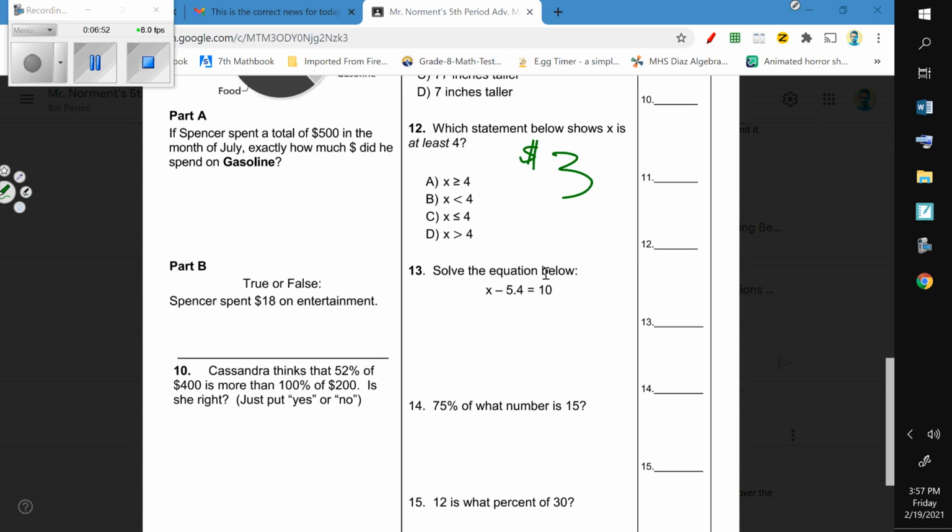No, it's not. If they gave you this much and you need at least 4, is that going to be enough? Yes. And if they gave you this much, is that going to be enough? Yes. So the money that you're getting, which is x, you know it can't be less than 4. It has to be equal to or more than $4. So which symbol shows more than or equal to $4? That's your answer.